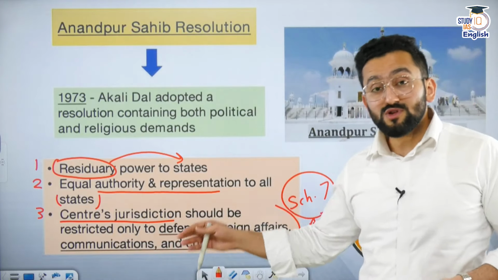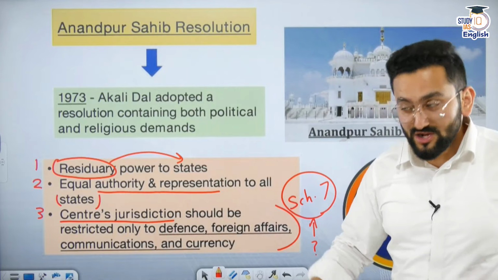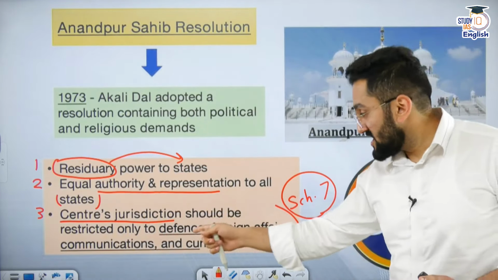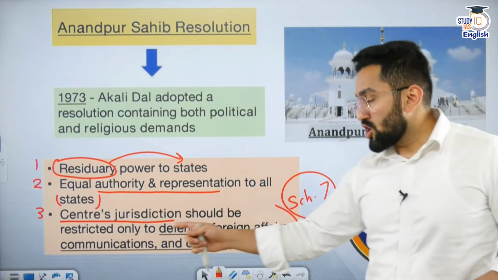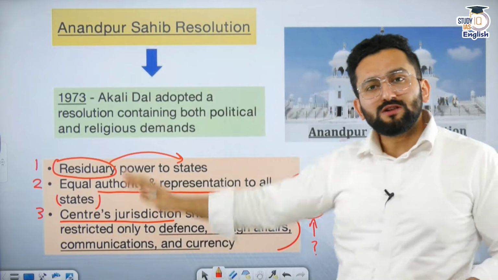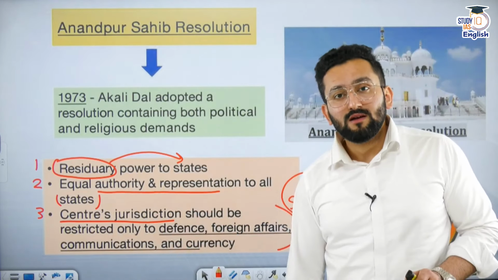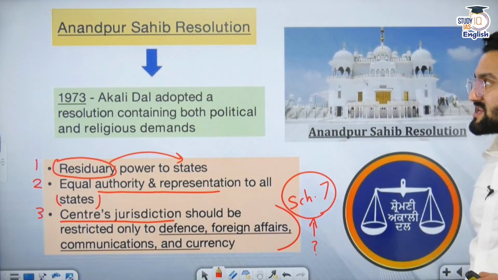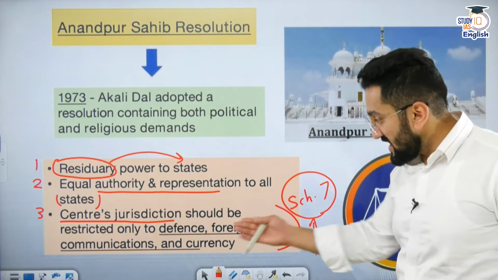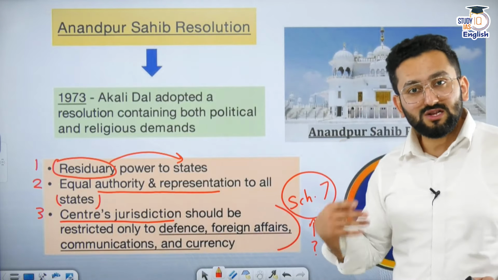Then they said this was one of the radical recommendations on center-state relations by Anandpur Sahib. They said the center's jurisdiction should be limited to only defense, foreign affairs, communication and currency. Every other power should be left to the state. So it was like making the center weak. That is why you can easily remember that this recommendation was not accepted. This was like changing Schedule 7 of the Indian Constitution. They were saying change the union list, state list, concurrent list.